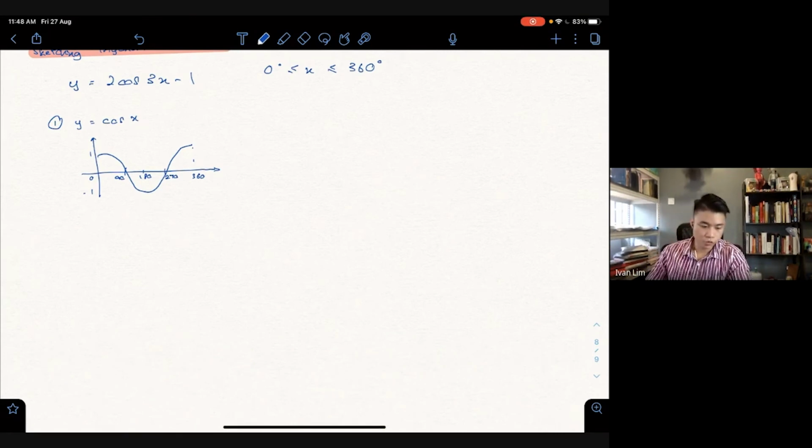Okay, so like a U shape like that, that's the original cos graph. Your period is 360 degrees. Your amplitude is equal to 1.